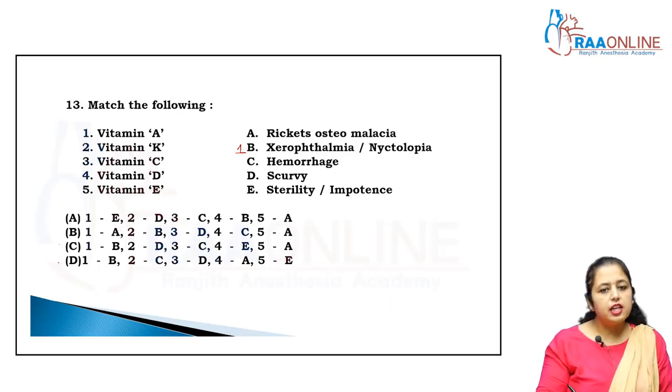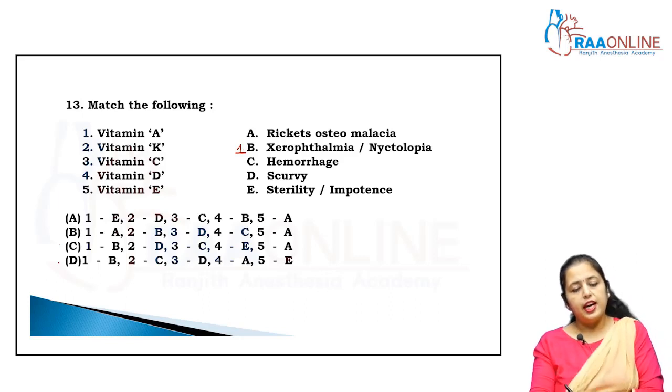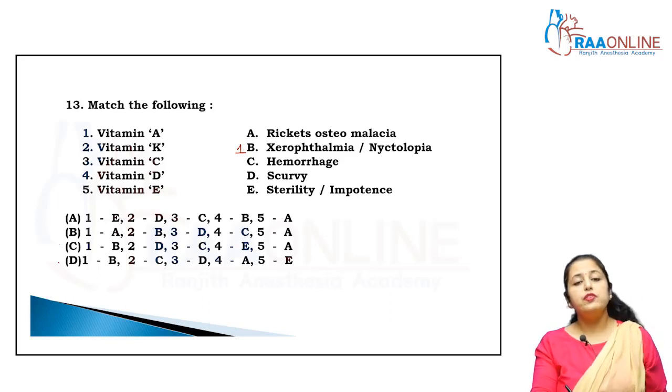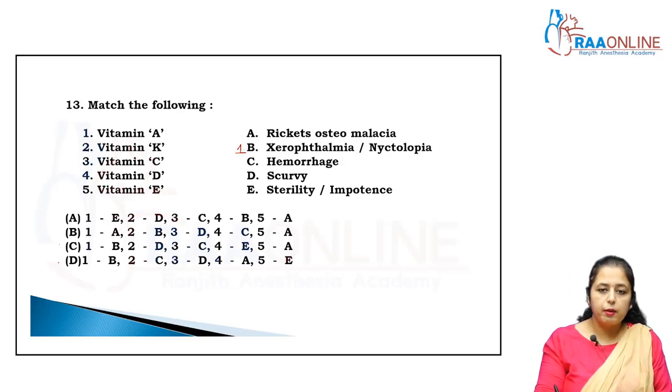Vitamin K is the anti-hemorrhagic vitamin, that means it prevents hemorrhage. It is related with hemorrhage, that is 2C. So the answer is D. Answer is D.